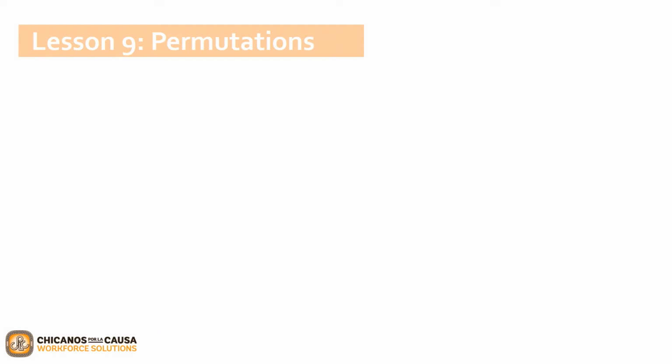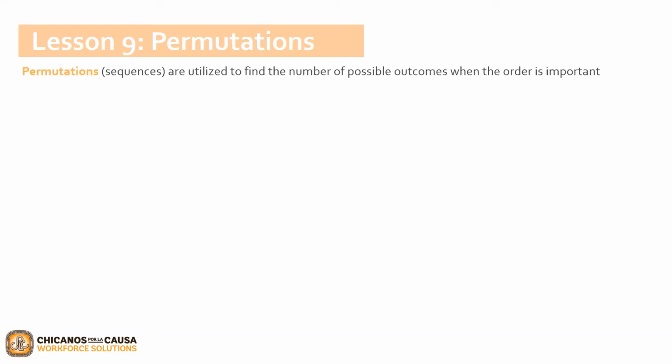On the mathematical reasoning test of the GED, you might be asked how many possible permutations or sequences are possible given a group of items. So permutations, also known as sequences, are utilized to find the number of possible outcomes when the order is important. That particular piece of this statement is the most pivotal. So remember, the order is relevant. Let's look at an example.